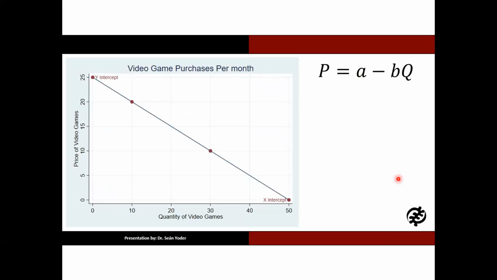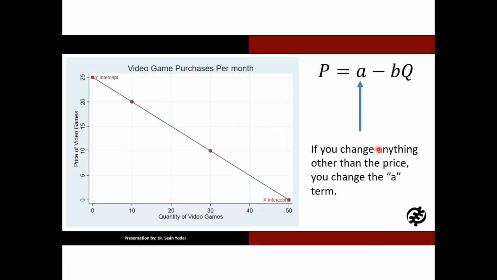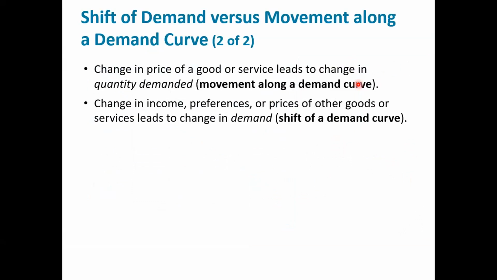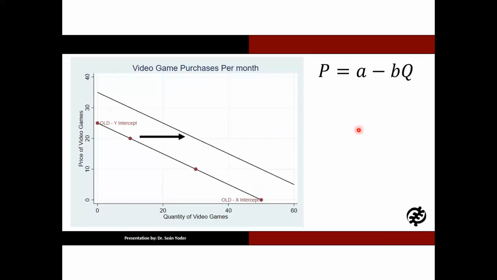Here's how these work. So here's our equation before. Anything else that you change, income, prices of other goods, tastes and preferences, anything else is buried in this A term. So what happens? It will cause a shift. Let me show you how that works.